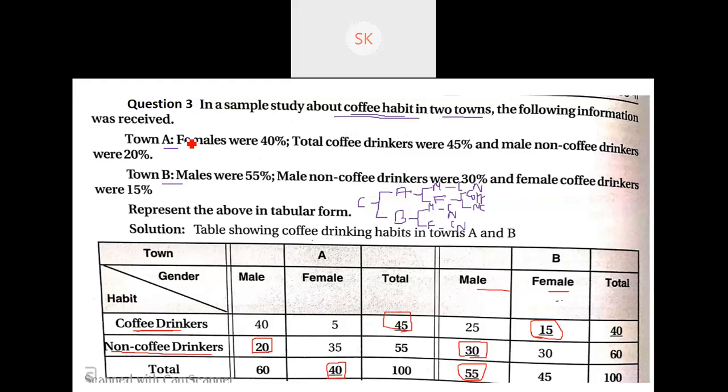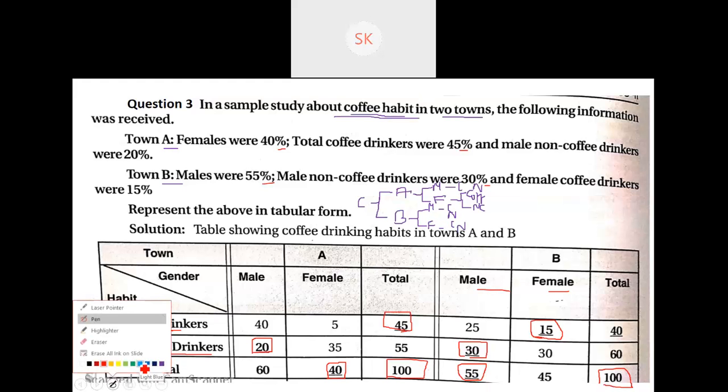I hope everybody understood until here. Now let's go on and calculate the values in total. Since everywhere it is given as percentage, we will be assuming the total number of people in town A is 100, and total number of people in B is also 100. That will reduce a lot of our calculation. Now let us calculate the other values.